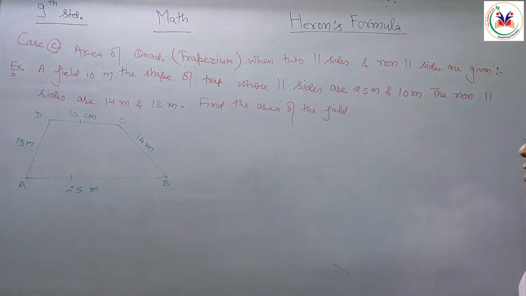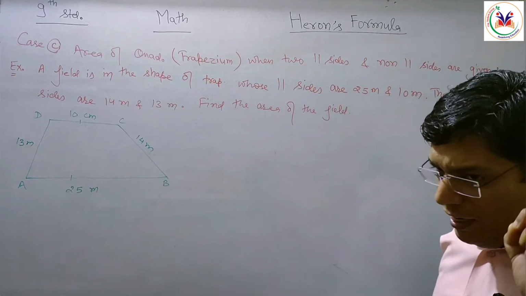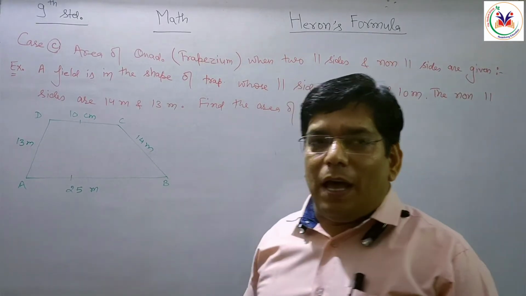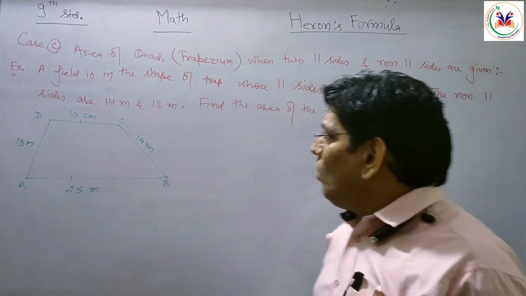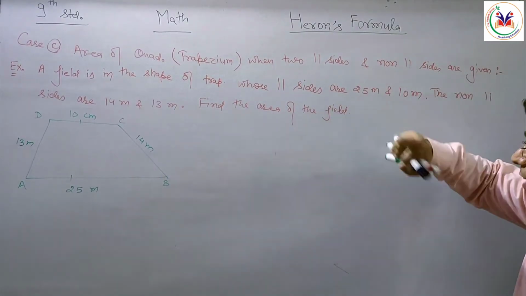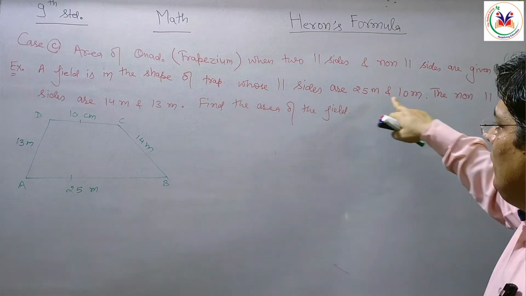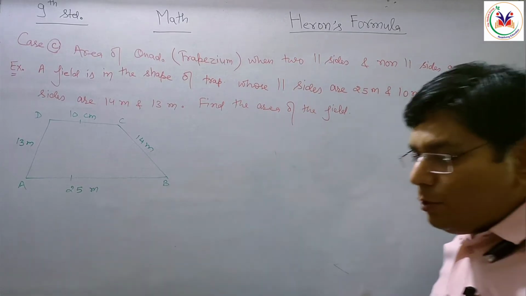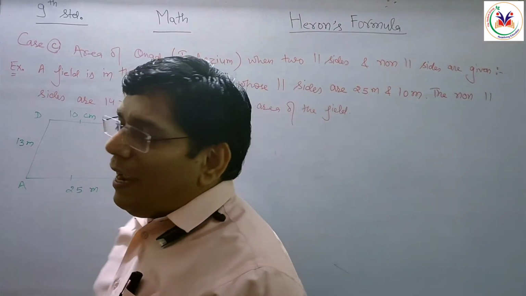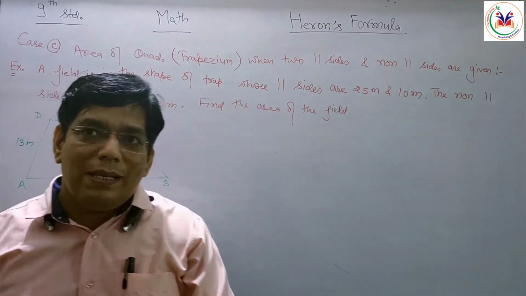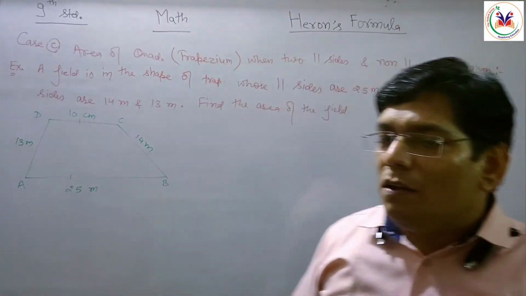A field is in the shape of a trapezium. एक field है जो trapezium के shape का है and the parallel sides of that trapezium are 25 meter and 10 meter. That means parallel sides तो 25 and 10 हैं और non-parallel sides are 13 meter and 14 meter.